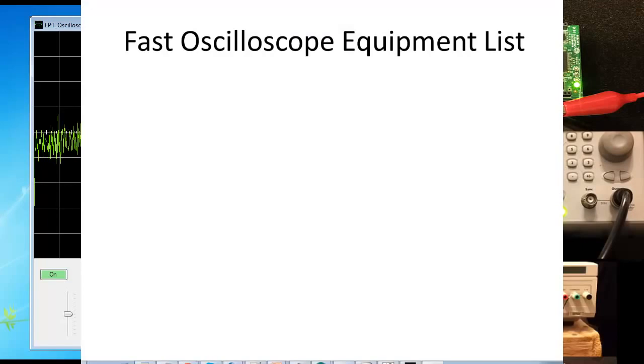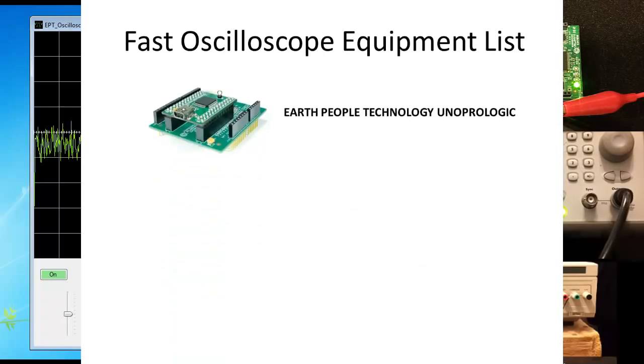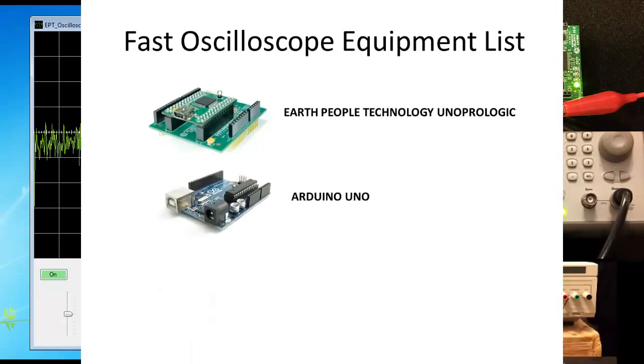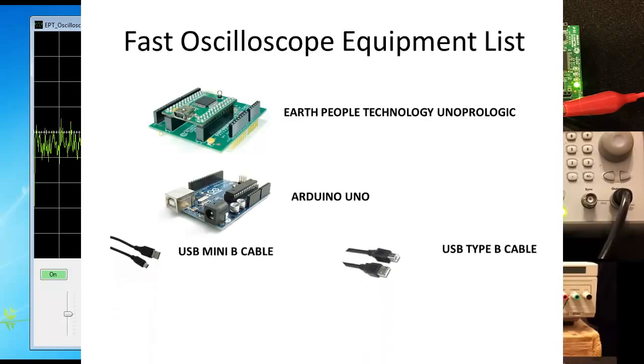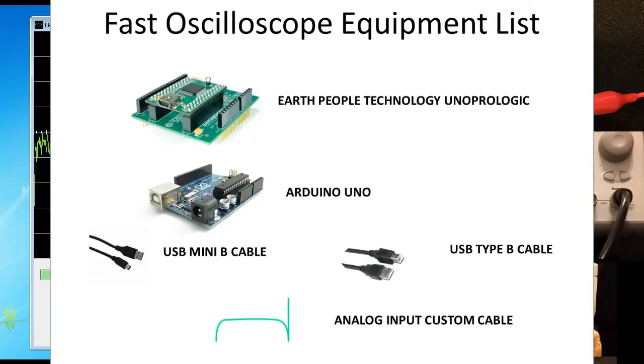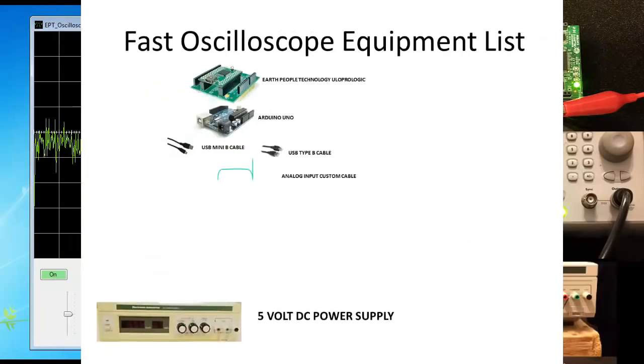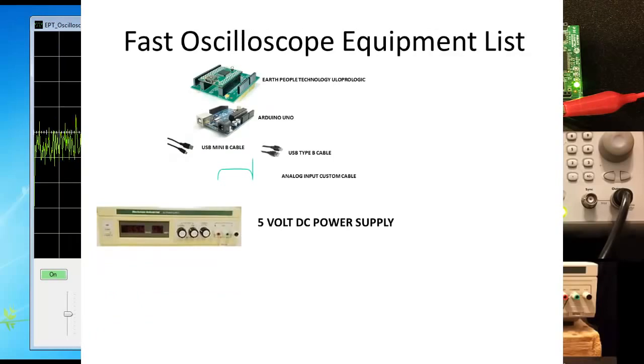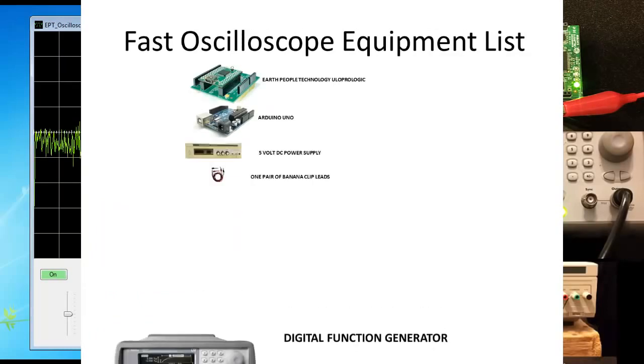Next, let's look at the equipment needed for this project. The equipment needed to build this EPT Arduino oscilloscope is the following: an EPT Uno Pro Logic, an Arduino Uno, a USB Type A cable, solid core wire, the plus 5 volt variable power supply with cables, and the function generator with cables.